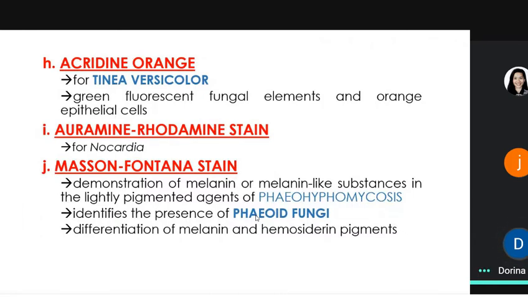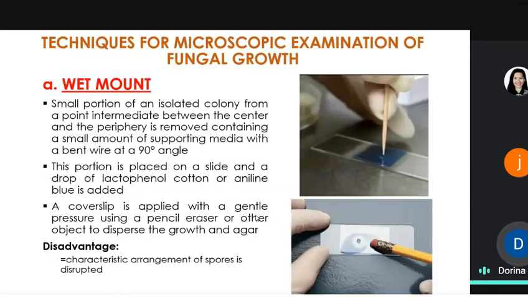Yung sabi ko nga kanina, it's again a green fluorescent fungal elements and orange epithelial cells. It will give you that. And then auramine rhodamine, you have your Mason Fontana stain. I mentioned earlier when you had your slide on the phaeoid versus your hyaline. And then now we get into the different techniques naman for the microscopic examination.